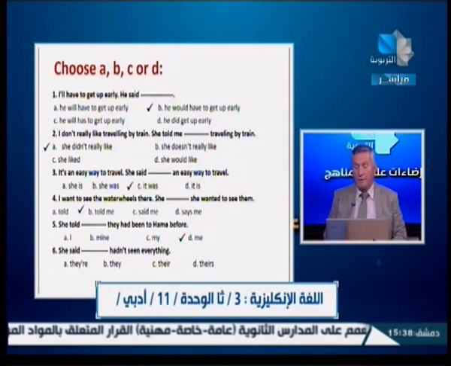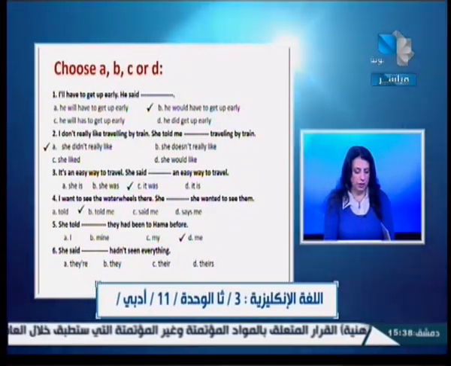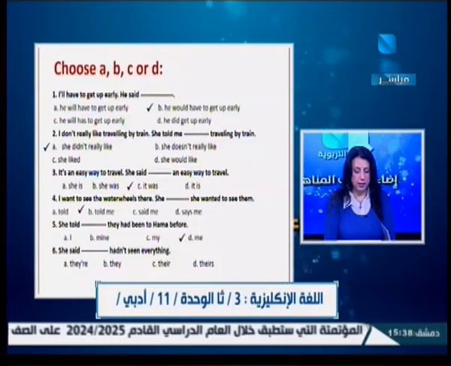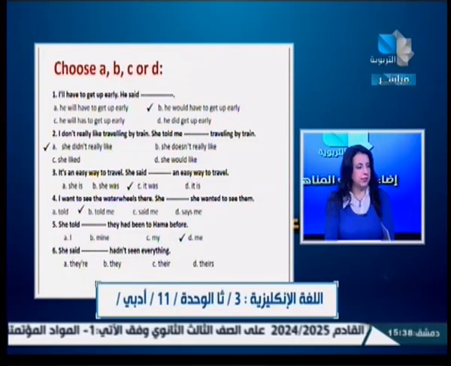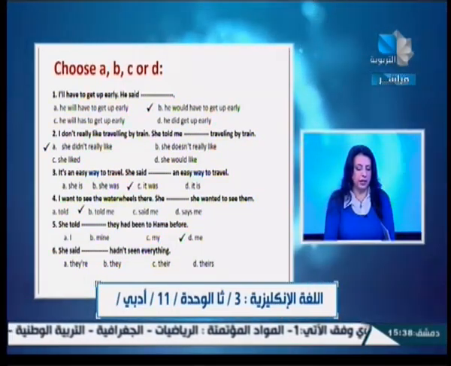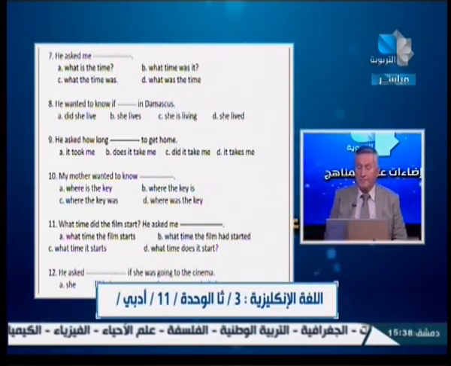This is similar to the previous one. Number six: she said hadn't seen everything. A, there. B, they. C, there. Or D, theirs. Well, here we need to repeat the sentence with the different pronouns. She said they, letter B, hadn't seen everything. Exactly.